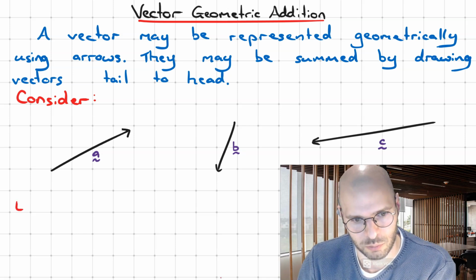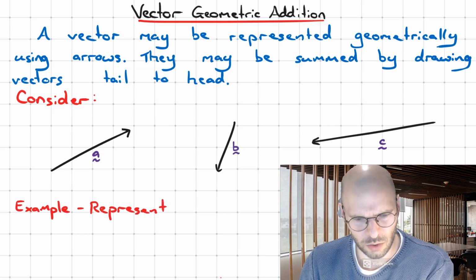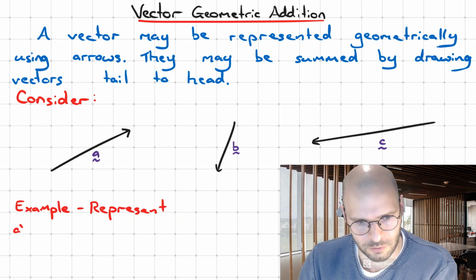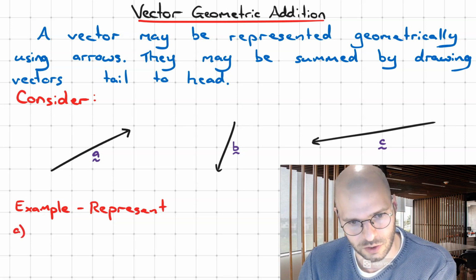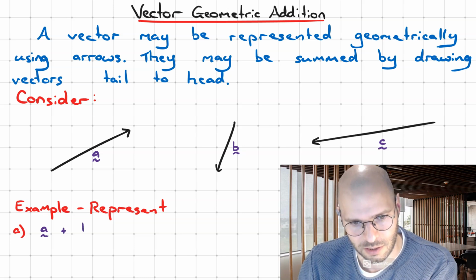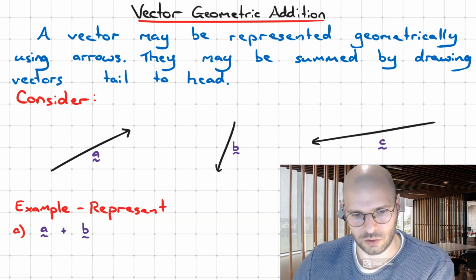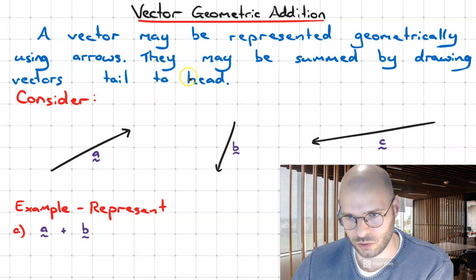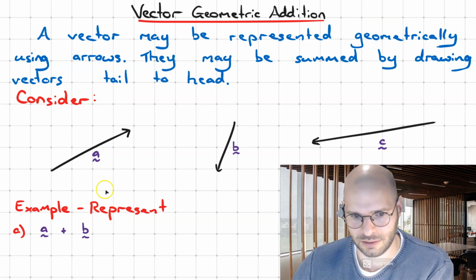Putting this to example, the first one we're going to represent is vector A plus vector B. So we want to represent this statement over here. Now doing this, we can simply go back to vectors may be summed by drawing vectors tail to head. So we're summing vector A and B over here.